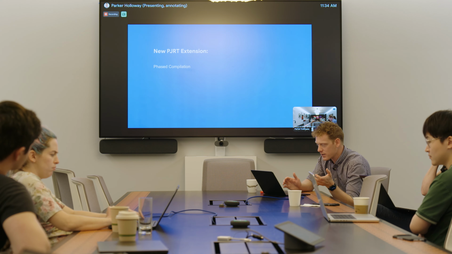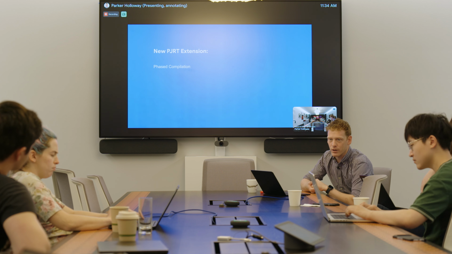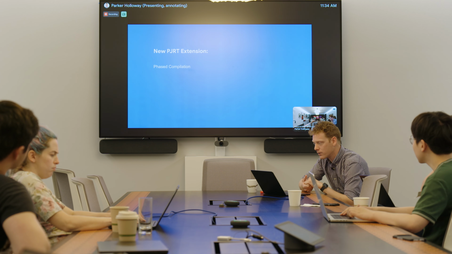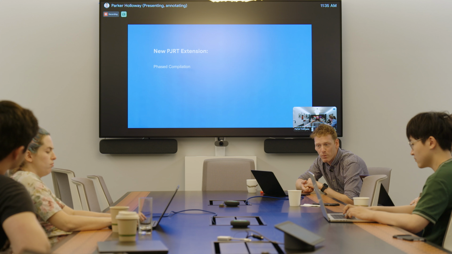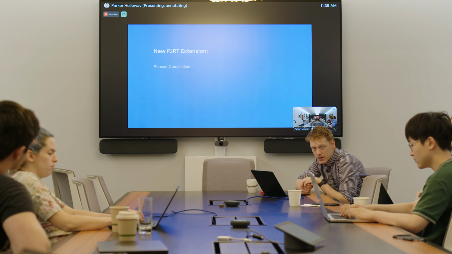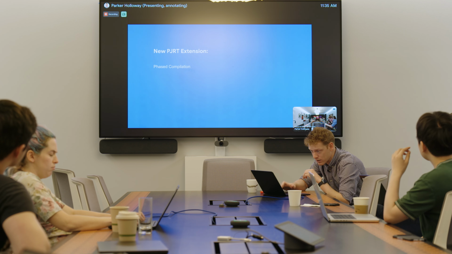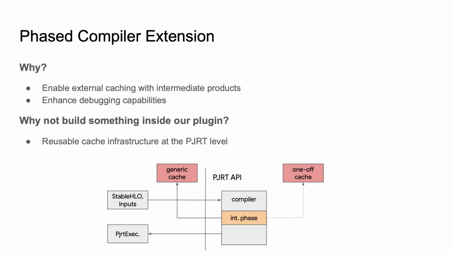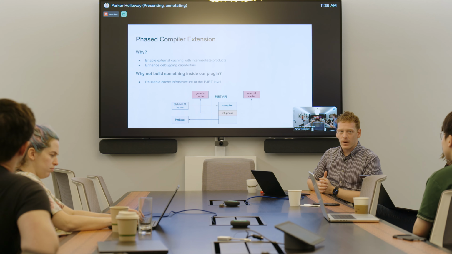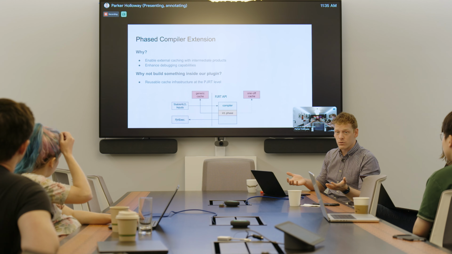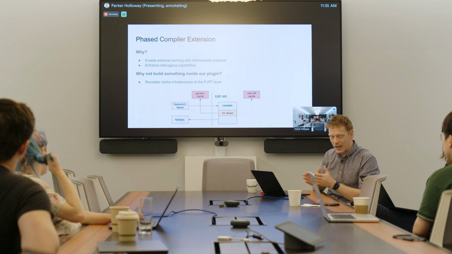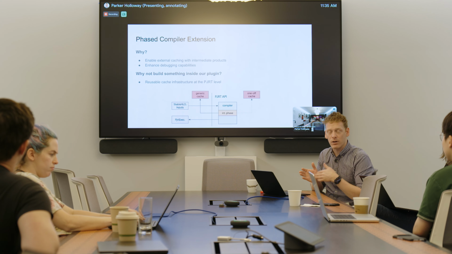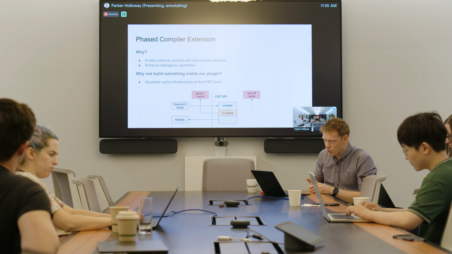Okay. So I wanted to spend some time talking about one of our new extensions that we're working on. This one has started to land on the OpenXLA GitHub, the phased compilation extension. First, what is a phased compiler extension? We currently have a monolithic compile definition in the PJRT API. And we want to enable an optional extension that allows you to have n different phases that you run as part of your compile and make that accessible to users via this optional extension.